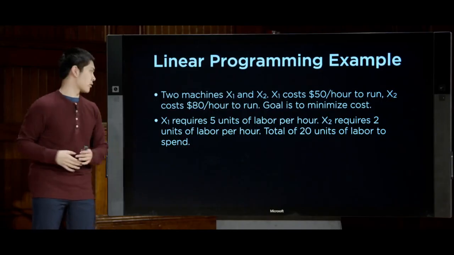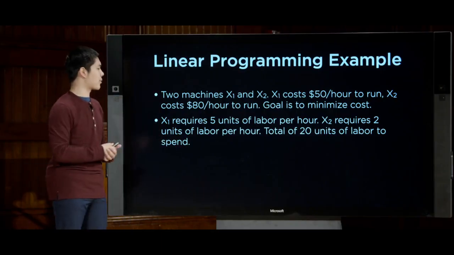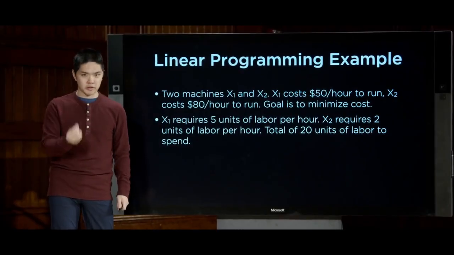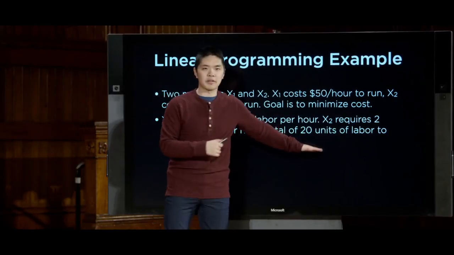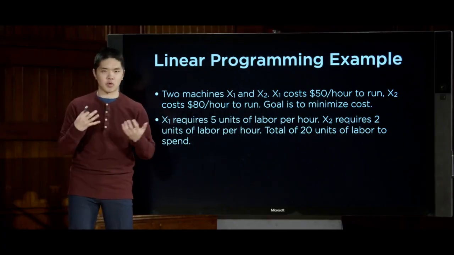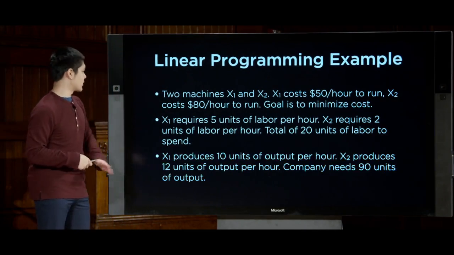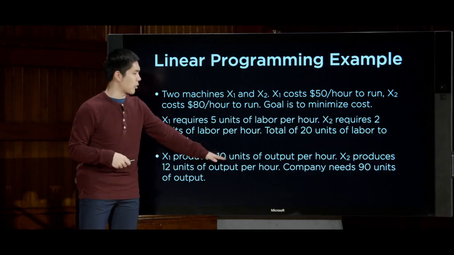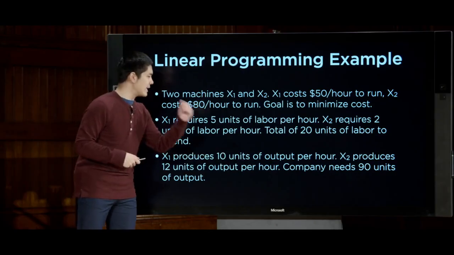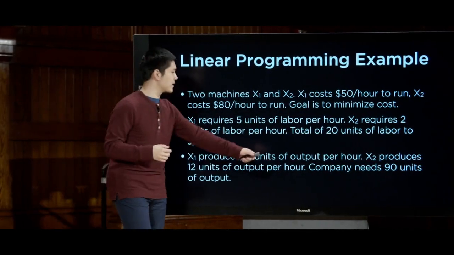So there might be a labor constraint, that x1 requires 5 units of labor per hour, x2 requires 2 units of labor per hour, and we have a total of 20 units of labor that we have to spend. So this is a constraint. We have no more than 20 units of labor that we can spend, and we can spend it across x1 and x2, each of which requires a different amount of labor. And we might also have a constraint like this that tells us x1 is going to produce 10 units of output per hour, x2 is going to produce 12 units of output per hour, and the company needs 90 units of output. So we have some goal, something we need to achieve. We need to achieve 90 units of output.